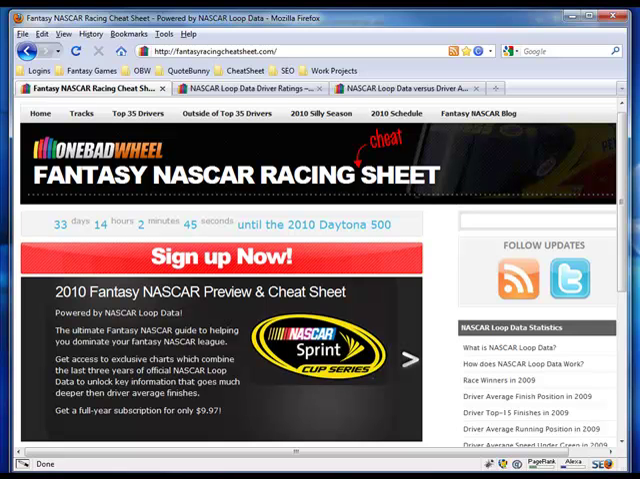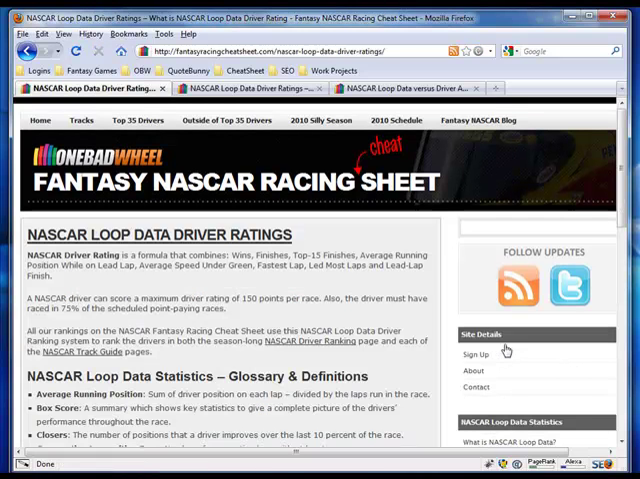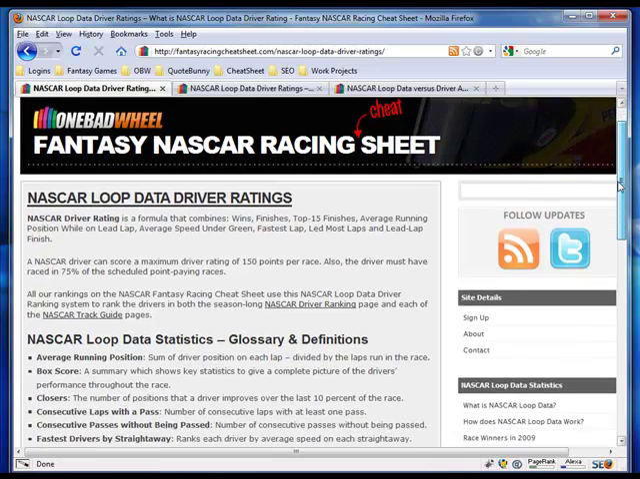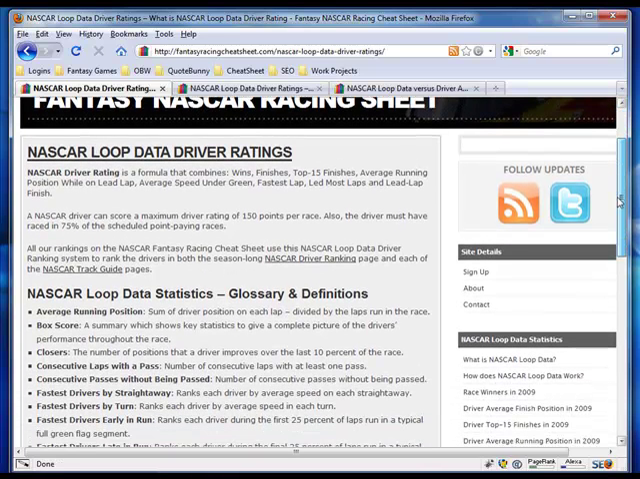What I want to do right now is jump in real quick into the NASCAR Loop Data aspect of the site. All the advice, all the statistics, for each of the tracks and the drivers are all based on loop data, and you can look a little more and read about what NASCAR loop data is. It's a crazy amount of statistics that NASCAR started collecting in 2006 at the races. Just all kinds of stuff.